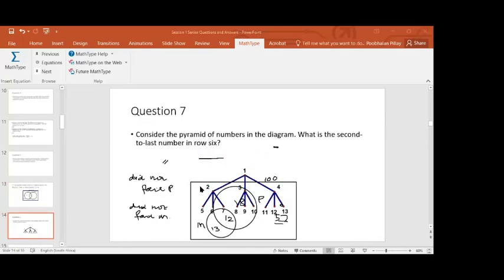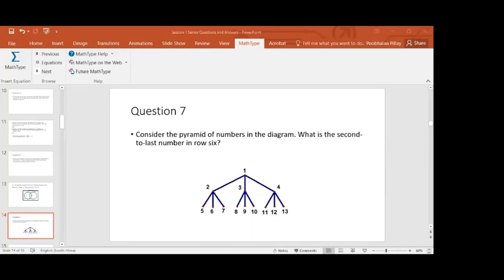All right. So we go on to question 7 now. So question 7 says, consider the pyramid of numbers in the diagram. What is the second to last number in row 6?